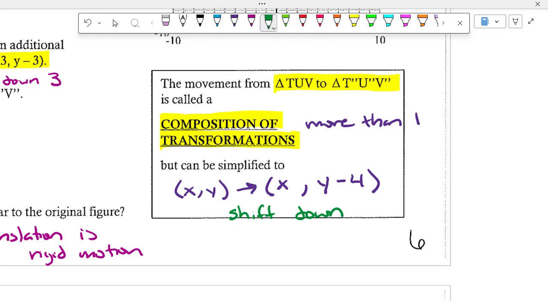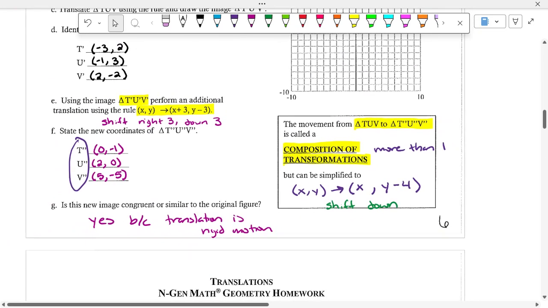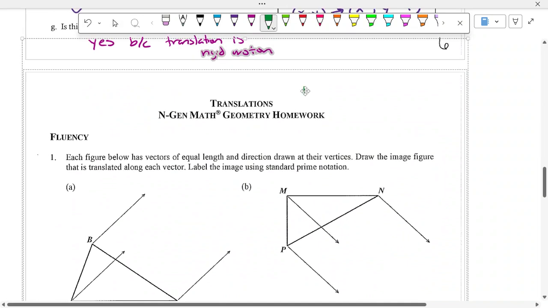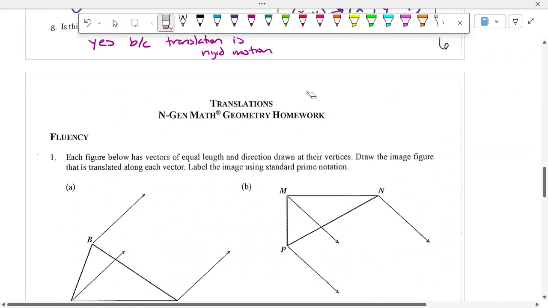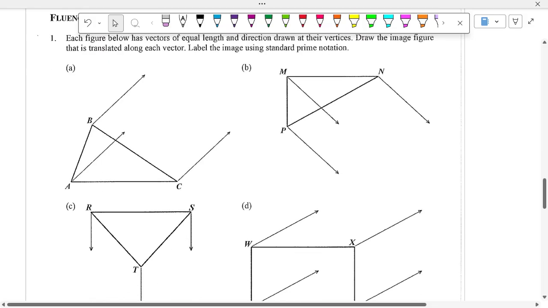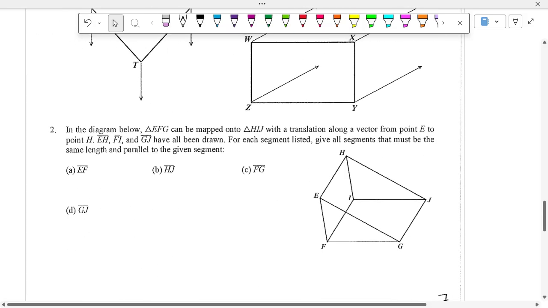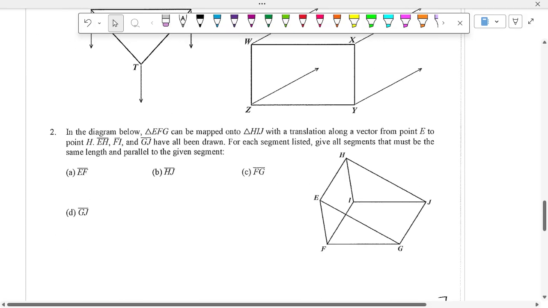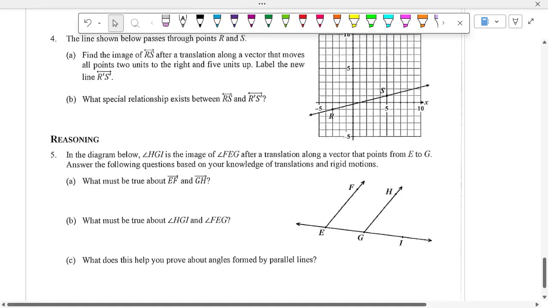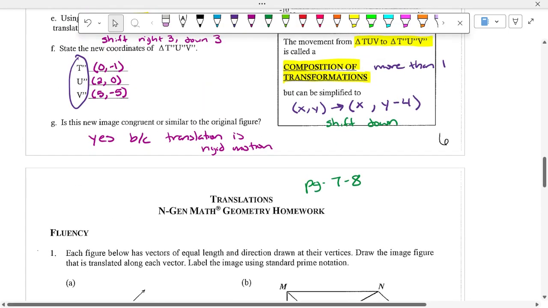All right. Okay. So the other part of your notes is going to be pages 7 and 8. Also relatively short. Yeah. So your homework for tonight, and I'll put this in OneNote, is pages 3 and 4, 7 and 8. I will check it tomorrow.